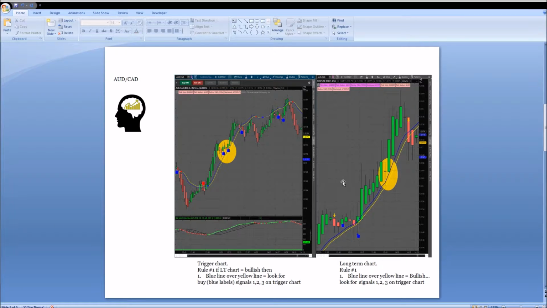And also what I've done is I've highlighted this portion of the long-term chart that pertains to the short-term trigger chart. So this is where that takes place inside that trend. So you can see right here, we had plenty of opportunity. All you need to do is catch one of those per market, per day, and guys, I think we can do pretty well with this. So anyway, that's the Australian dollar and the Canadian dollar.